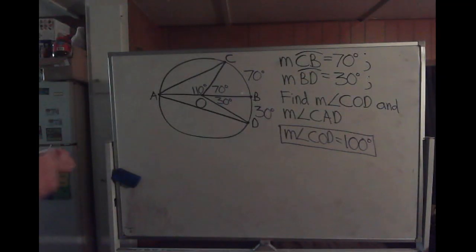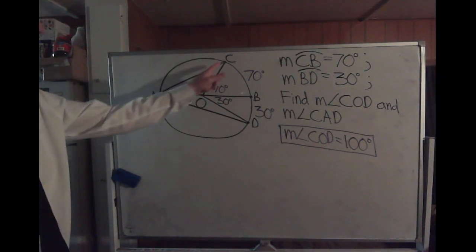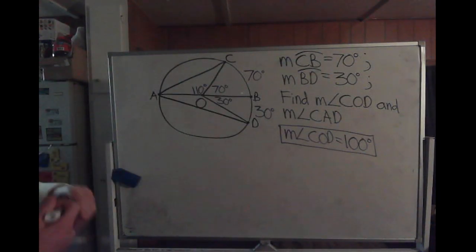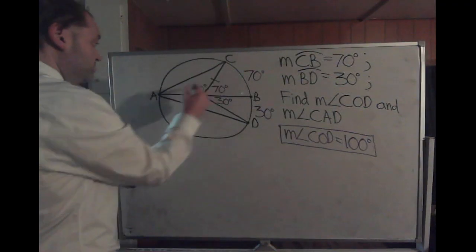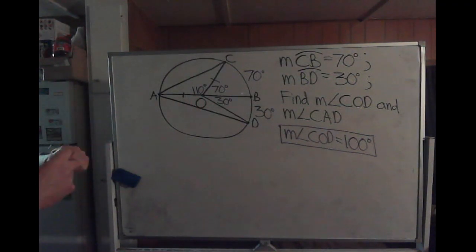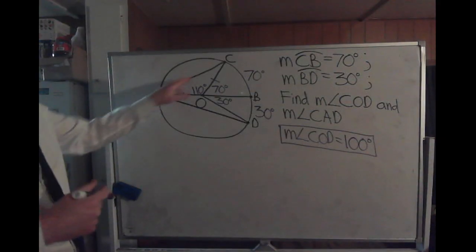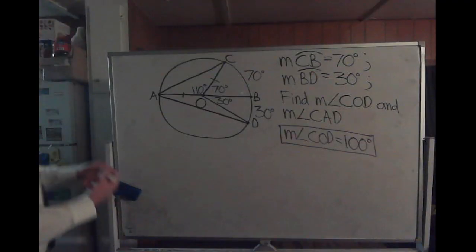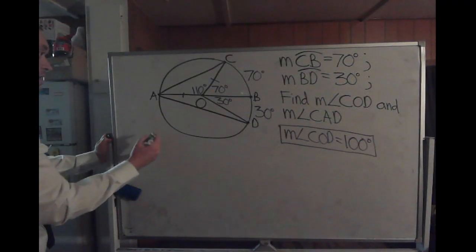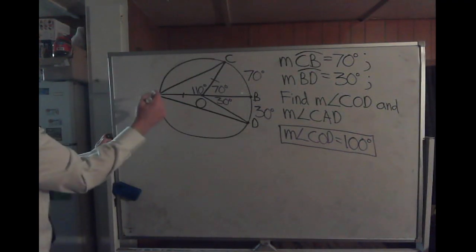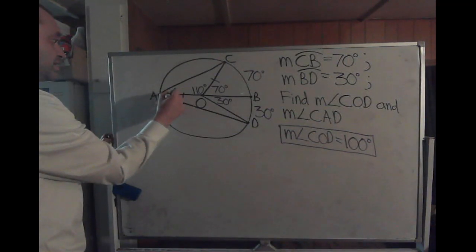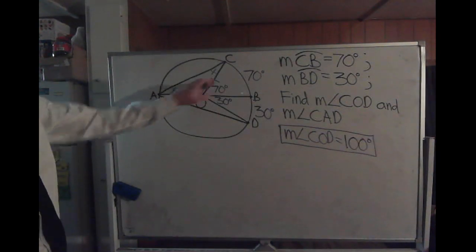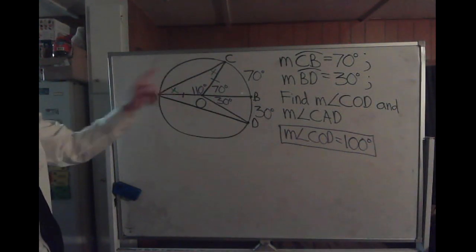Okay, so now we know that OC and OA are going to be congruent. Why? Because they're both radii of the circle. So that's going to help you out. You can now apply the isosceles triangle theorem to figure out these missing angles here. So let's call these missing angles X, because they're going to be congruent, right? Think about it. You have two congruent sides. The angles opposite those sides are also congruent.